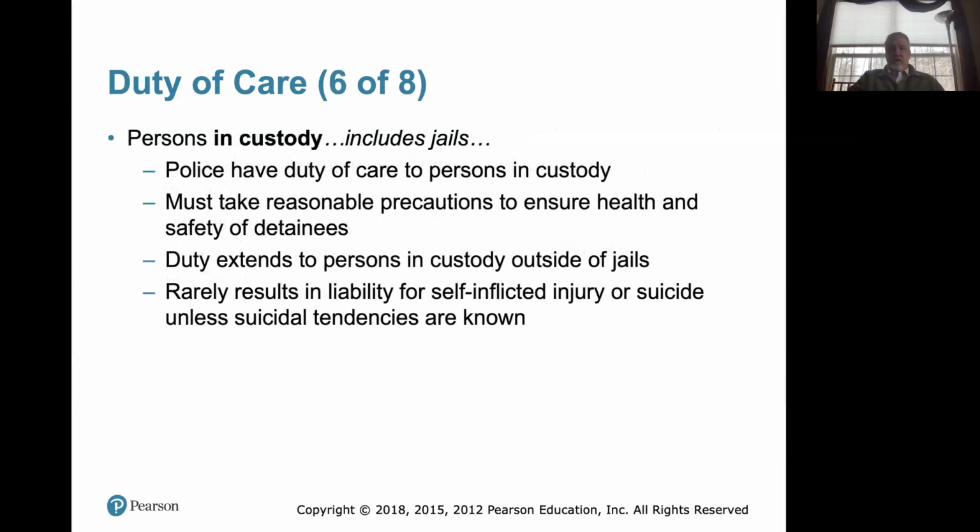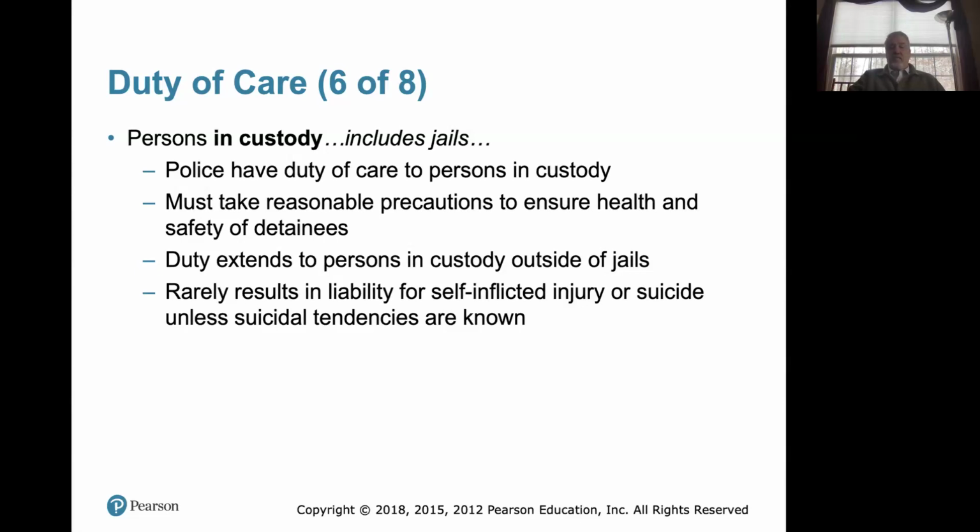So, examples of duty of care situations: police and persons in custody. Once someone is taken into custody and taken to the jail, both the police and the jail personnel have responsibilities towards the people they're holding. Police have a duty of care to persons in custody, right? So you can't leave them in a cell without food and water and clothing. If you know that they are in physical distress, you have to do something to obtain aid. Police have to take reasonable precautions to ensure the health and safety of detainees.